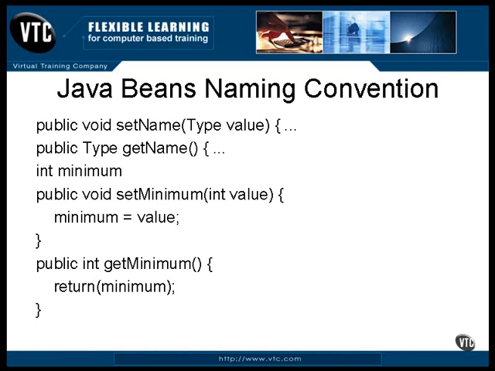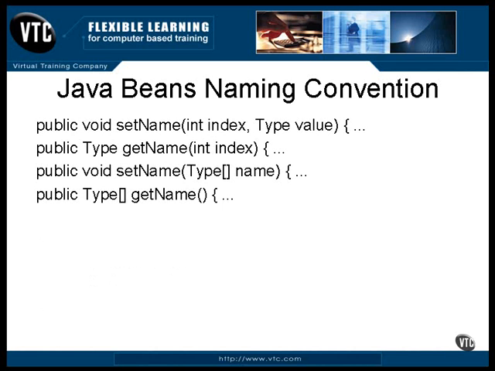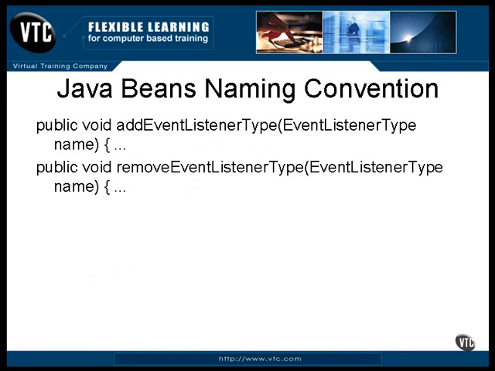But that's not all. These are the method names that are generated if the type of the item is Boolean. The method that retrieves the value is named is instead of get. If the data item is an array, there are 4 methods for it. The first 2 shown here will set and get single members of the array, and the second 2 will set and get the entire array.